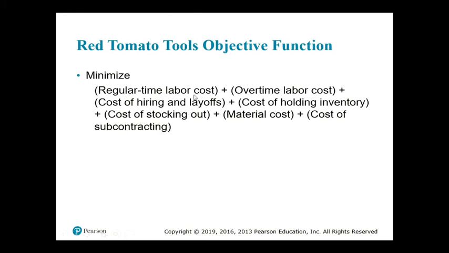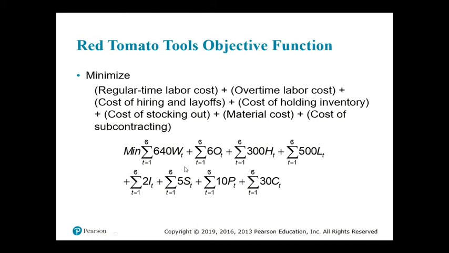One is the labor cost related to regular time, overtime, and costs related to hiring or firing workers, inventory holding cost, stock out or back order cost, and the cost of actually producing each unit of product, and the cost of purchasing a unit of products from an outside supplier. Alright, so mathematically what are each of these terms?